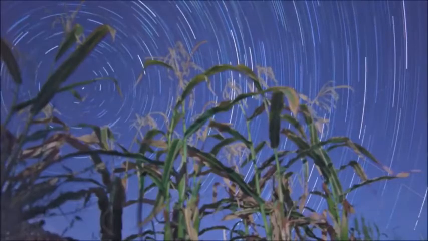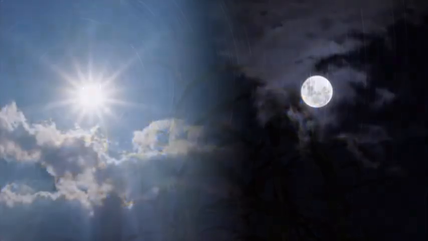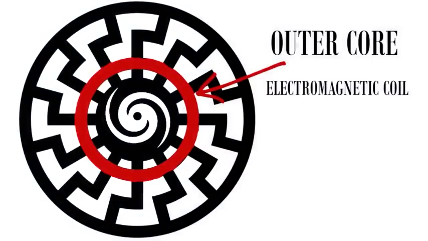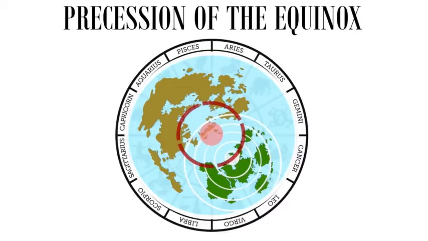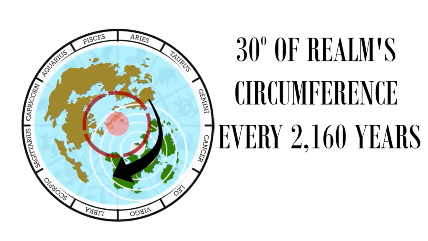Everything surrounding our world moves. The stars above move, the sun and the moon, and the electromagnetic outer core under us, and all the while the land itself and central solid core remain stationary. And not only does this outer core move and take our magnetic North Pole with it, but it is highly likely that it moves in accordance with the precession of the equinox, in time with the stars above as they move from their fixed positions, which means that it probably moves 30 degrees of the realm's circumference every 2,160 years.